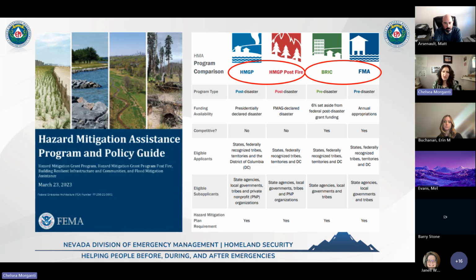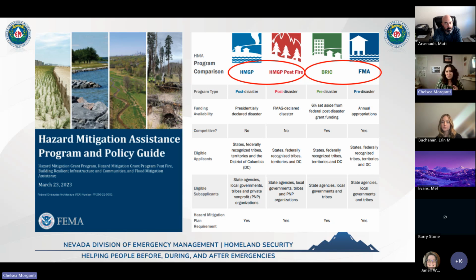All of this is described in detail in the Hazard Mitigation Assistance Program and Policy Guide. At the end of this slide deck, we're going to drop a bunch of links to help you if you want to go back and do any research on your own, do a Control F for a project type or a grant program if you want to learn more. So there is a resource out there that can help you find answers on your own, but we're also here to answer questions about what these grant programs entail, what's eligible, and what's a good project that you could submit under these grant programs.